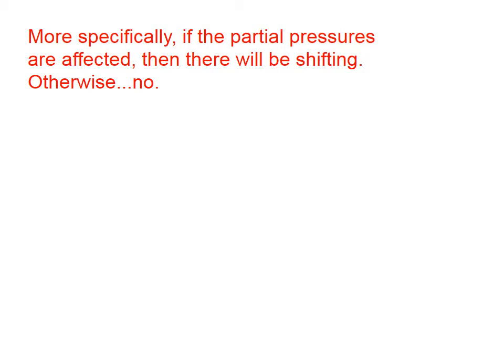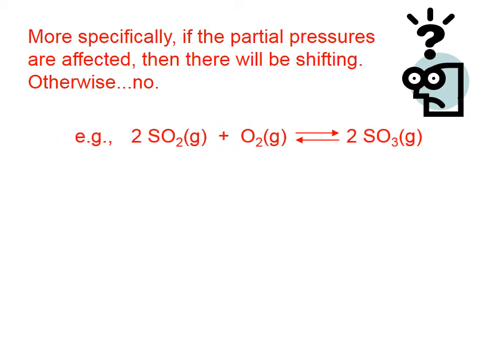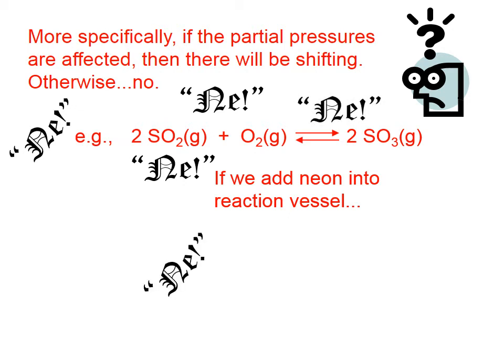With regard to shifts, more specifically, if the partial pressures are affected, then there will be shifting, otherwise there won't be. Now, if that doesn't make any sense to you, let's try to explain. Let's say we have this equilibrium system, and we inject a bunch of neon into the system.